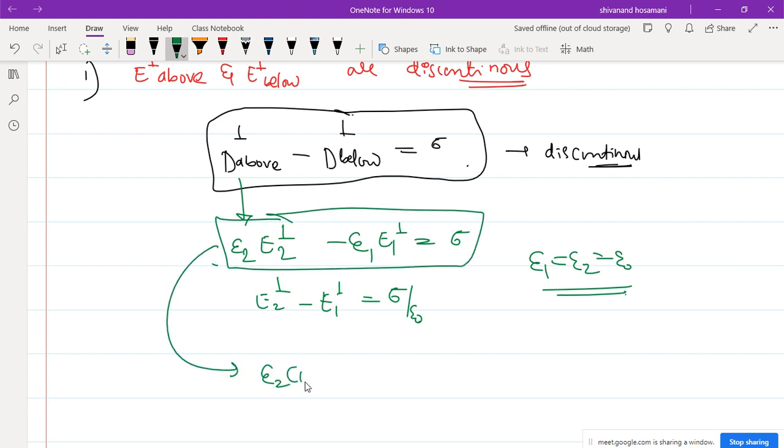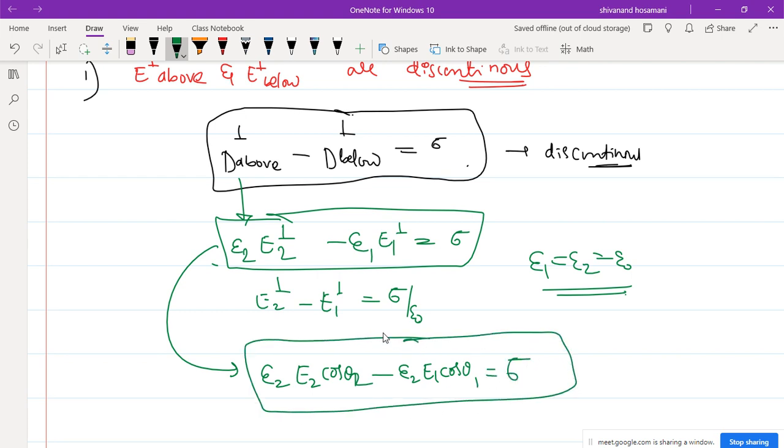Or you can rewrite the same equation as epsilon 2 times E2 cos theta 2 minus epsilon 1 times E1 cos theta 1 is equal to sigma. ಹಿಂಗೂ ಬರೀಬಹುದು depending on the angle. Perpendicular component ಅಂದ್ರೆ ಏನು, cos component. So this is the first boundary condition. That means the components which are going perpendicular from one medium to another medium, to the surface, they are discontinuous.